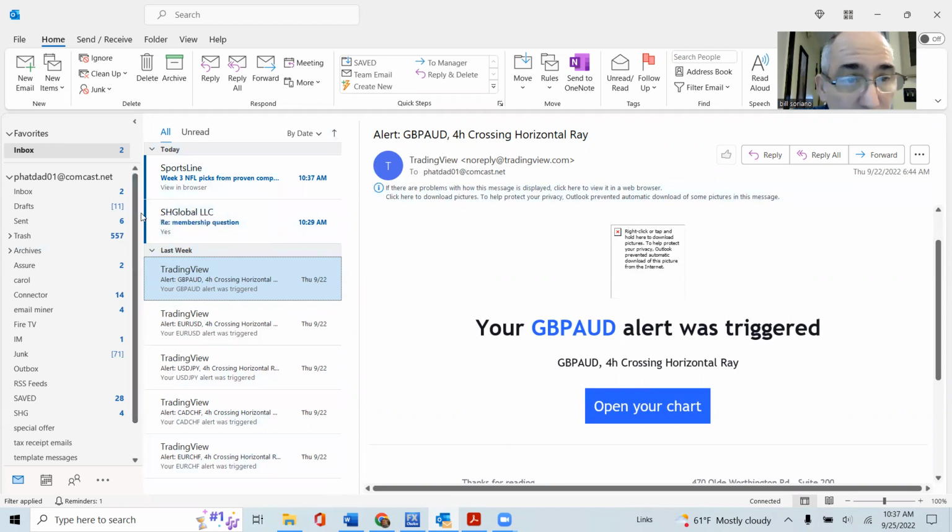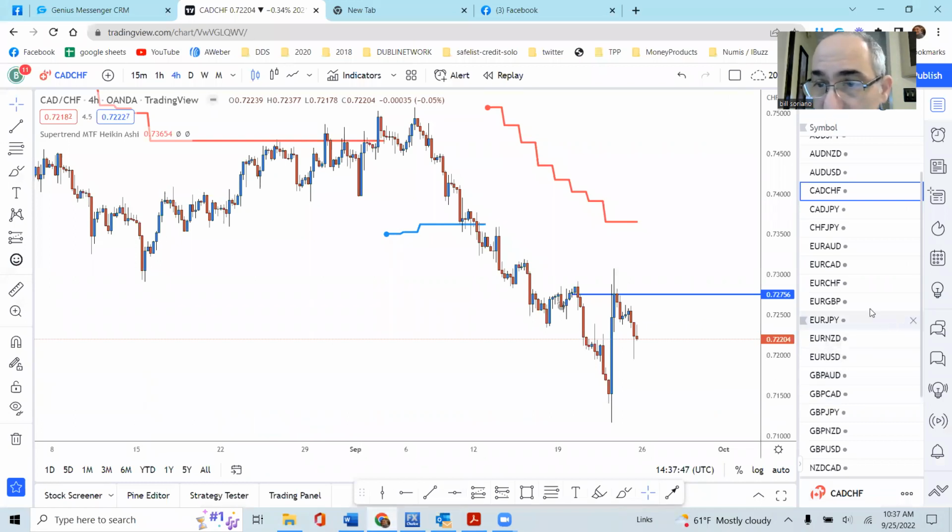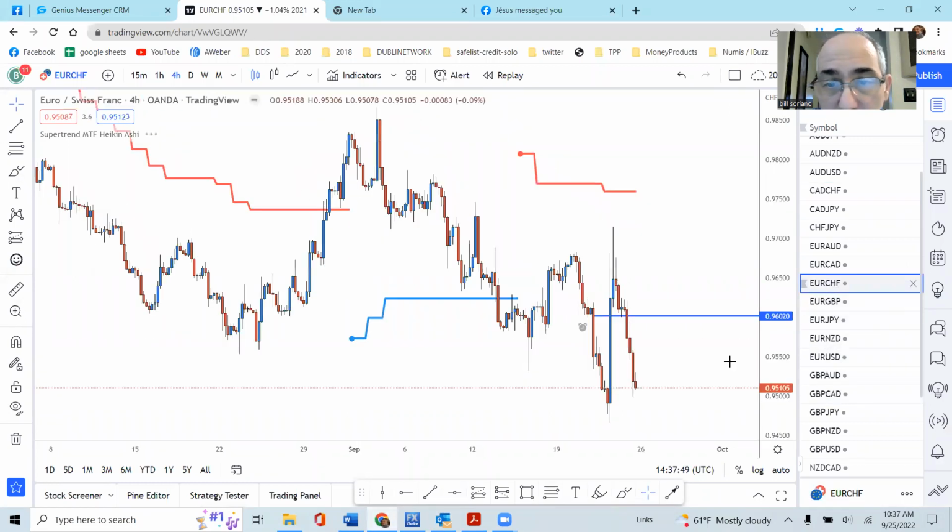And when they went off, I take my trade. So the next one here, the last one that went off on Thursday, is EUR CHF. Again, we go back to TradingView, we pull up our chart. This chart was actually in a downtrend on the 4-hour and the daily. So I marked this 4-hour area right here, and I set an alarm there.